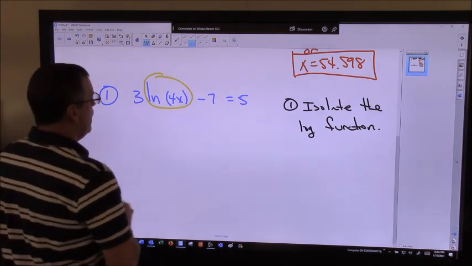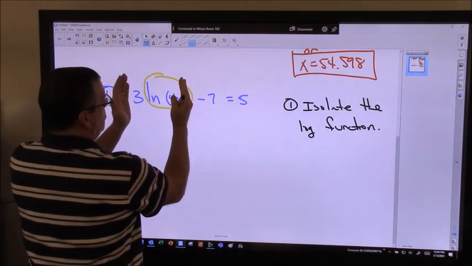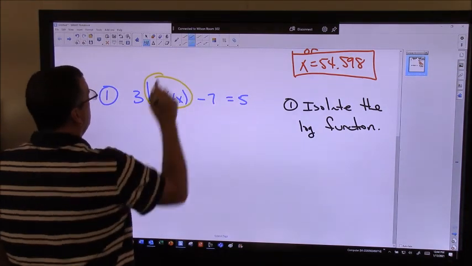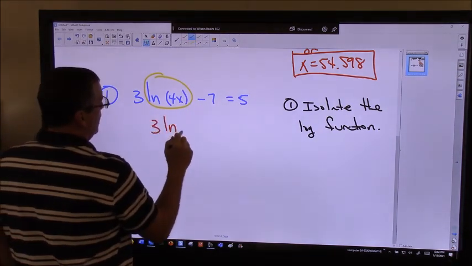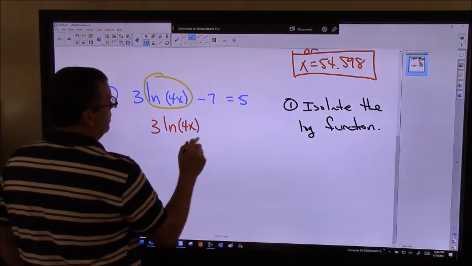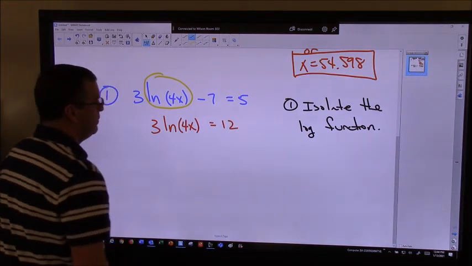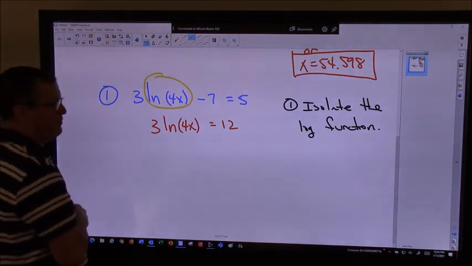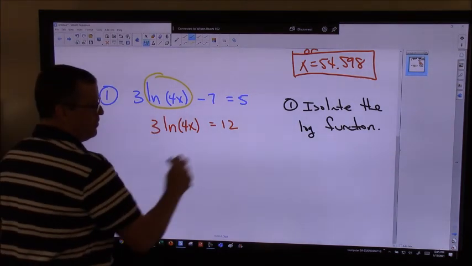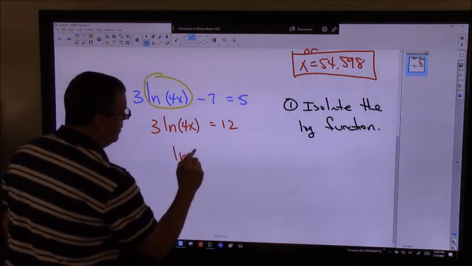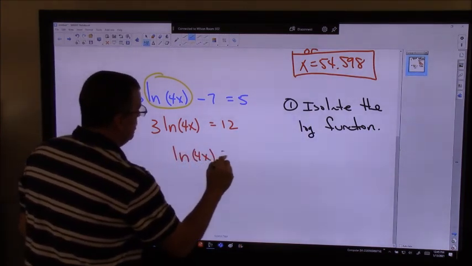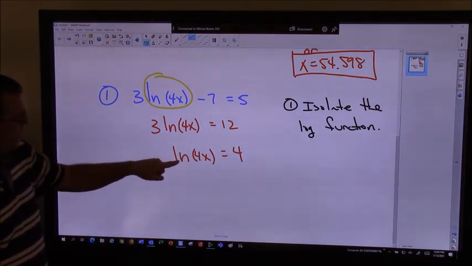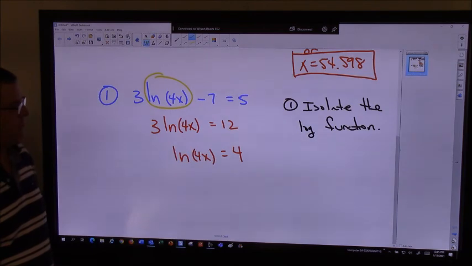And so in order to do that, I first of all have to get this term by itself. So I want to get rid of that -7. I'll move it to the other side and add. So this is going to become 3 natural log of 4x equals 12. And then I want to get rid of this number, so I'll divide both sides by 3. Or you can think, just move it over and divide. So you get natural log of 4x equals, if I divide by 3, I get 4. So I have now isolated the log function.